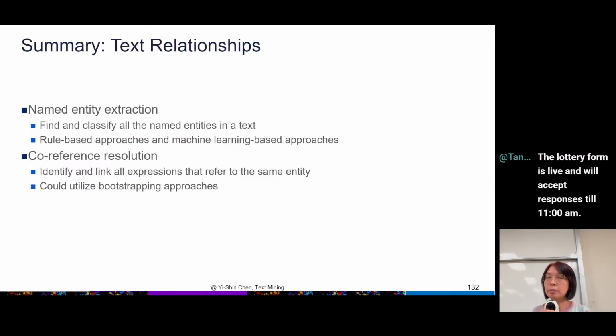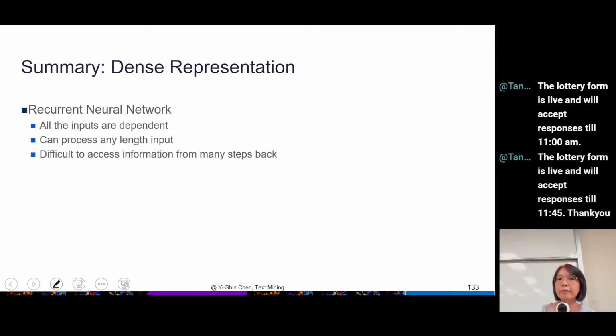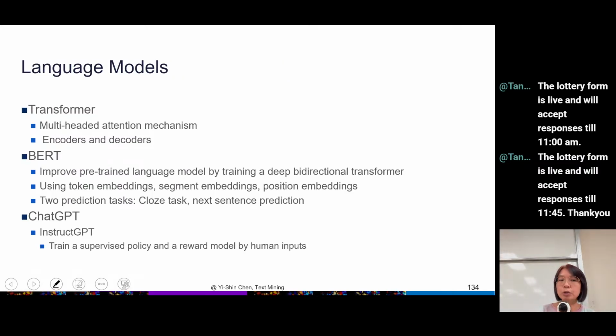Let's try to summarize before we go to the 1 minute reflection. Today we're talking about named entity extraction. Remember, with named entity extraction, you can find and classify all the named entities in the text, and then you can utilize certain rule-based approaches or machine learning approaches to deal with that. In co-reference resolution, you need to identify and link all the possible expressions that refer to the same entity. The reason we're talking about that is we want to talk about bootstrapping approaches. Bootstrapping approaches can be utilized in different ways, including if you lack data, you can utilize some seeds to look for more information. And then we also have recurrent neural networks for the dense representation, where all the inputs are dependent on the previous one and can process any length input, but it's difficult for you to access information from many steps back.